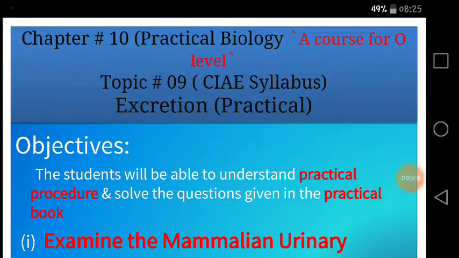Dear student, this is our second part of today's session, and for this part we have selected the topic excretion. We will perform the practical work regarding this topic from your book Practical Biology, a course for all level, chapter number 10. And according to CI syllabus, the topic number 9.